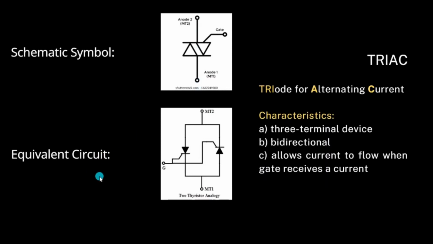And this is its equivalent circuit. The equivalent circuit for a TRIAC is two silicon-controlled rectifiers, two SCRs, connected in inverse parallel. As you can see here, they are in opposite directions. This one is pointing down, and this one is pointing up, and the gates of the two SCRs are connected. So that's the equivalent circuit of this one: two SCRs connected in inverse parallel.